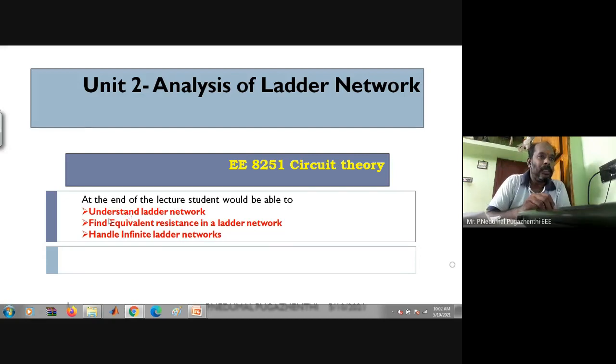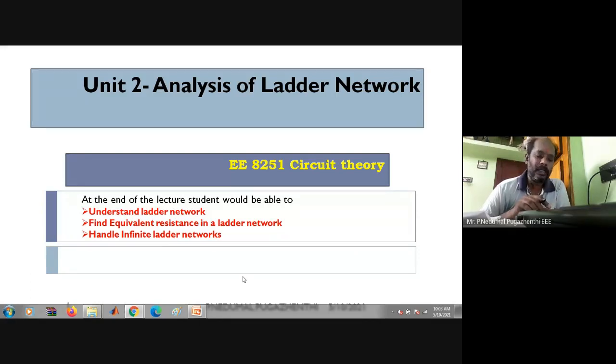The objective of this lecture is that at the end of the lecture, the student would be able to understand the ladder network, find an equivalent resistance from a ladder network, and also handle an infinite ladder network. So, how to find an equivalent resistance if an infinite ladder network is provided.